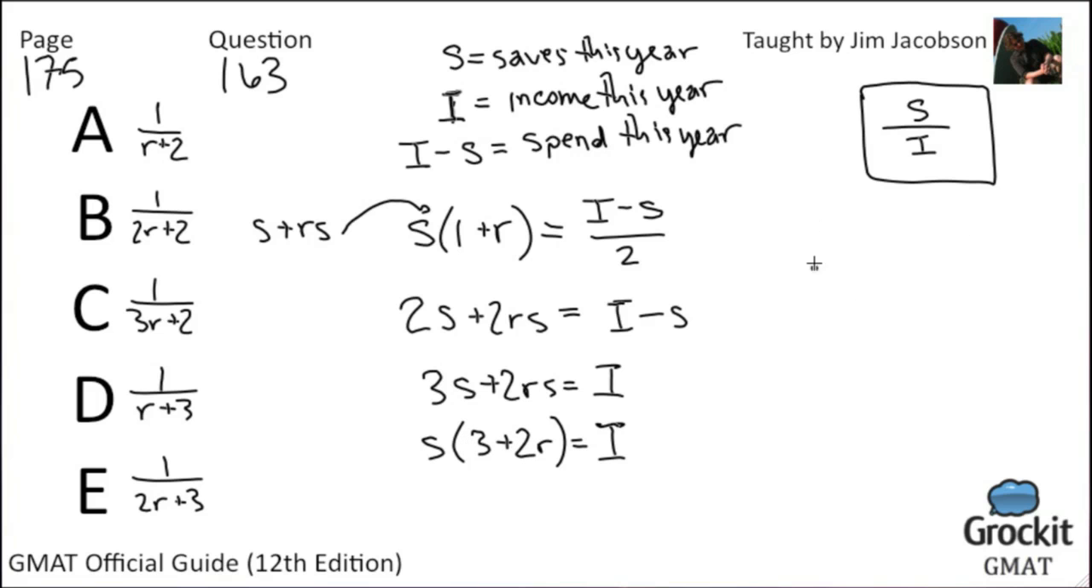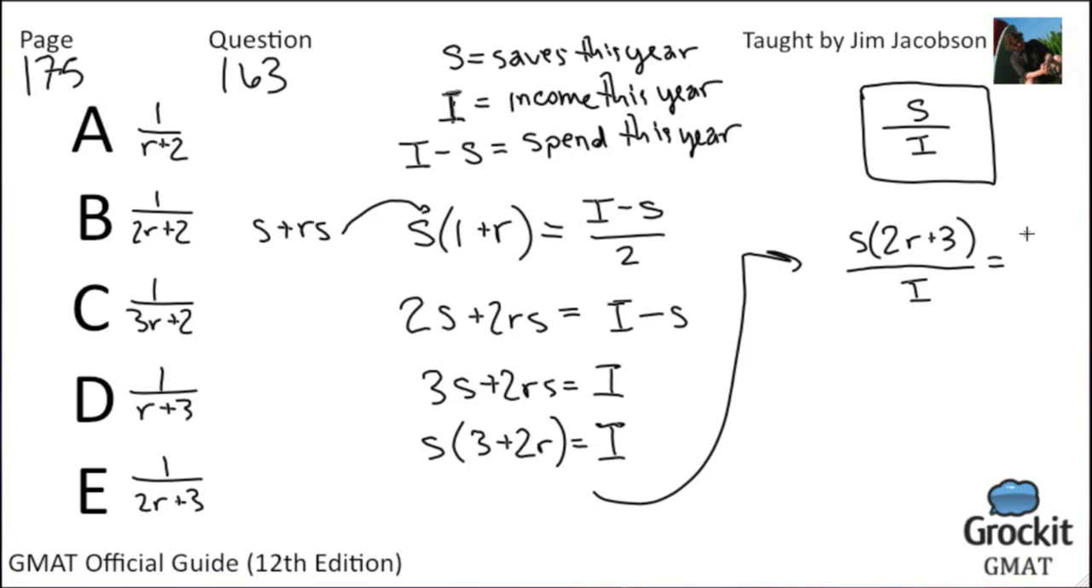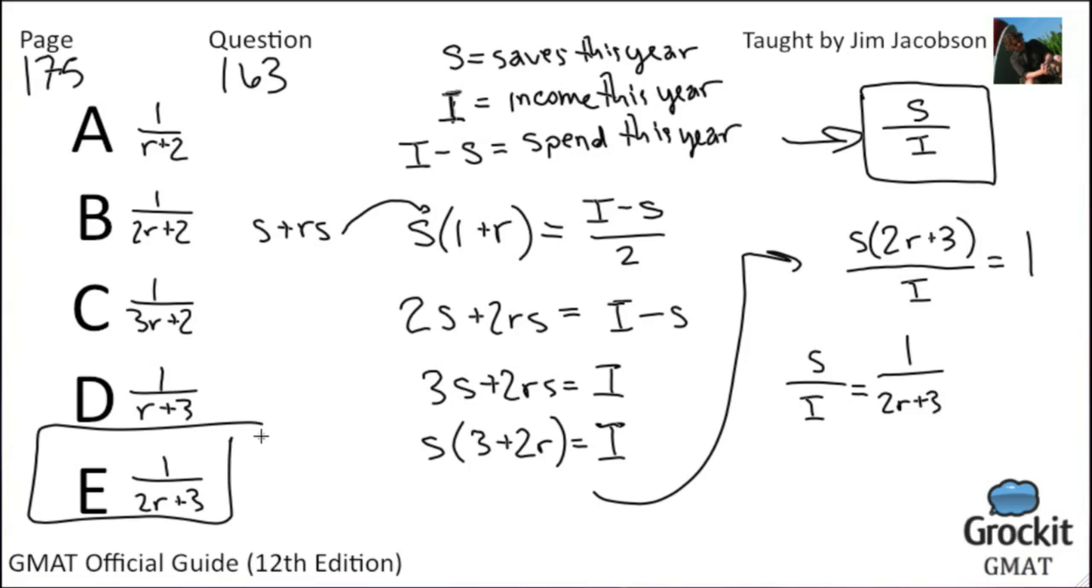Dividing both sides by I, we get S times 2R plus 3, which is the same thing as 3 plus 2R in the other order, divided by I, and this over here, I divided by I, gave us 1. And now we want to divide both sides by 2R plus 3 because we're trying to reduce it to S over I. So we get S over I equals 1 over 2R plus 3, which is answer choice E.